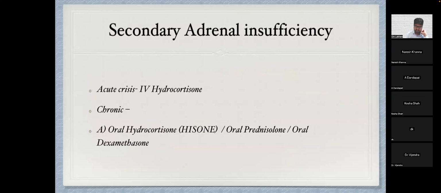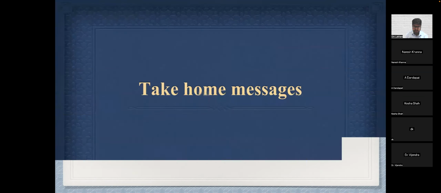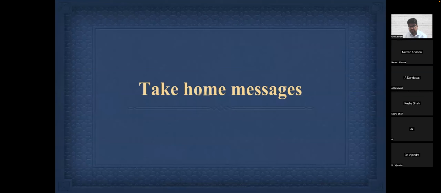Secondary adrenal insufficiency in an acute situation, again, you similarly use cortisone. But in chronic cases, you need not give mineralocorticoids. So you can give oral hydrocortisone, oral prednisolone, in some cases even dexamethasone, but generally dexamethasone has a much longer half-life, so the patient may develop more side effects. So oral hydrocortisone, Hisone, or oral prednisolone is generally what we prefer. Right. So this treatment is, like I said, quite simple.